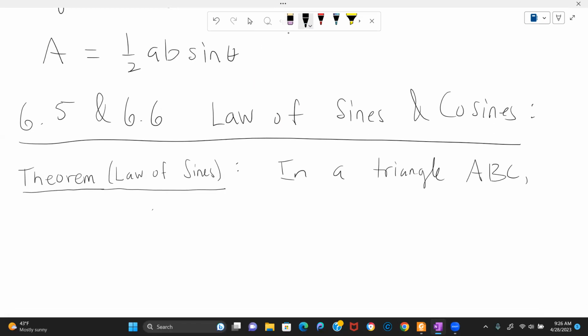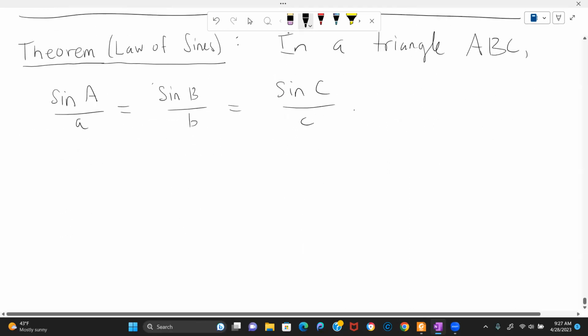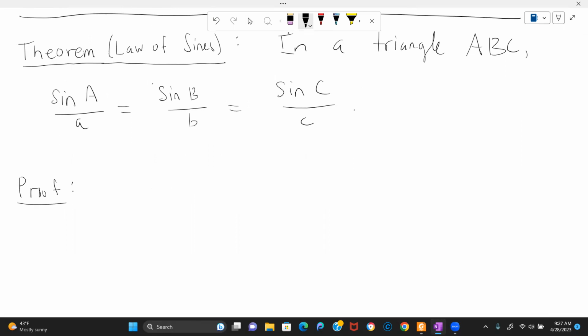So we have the sine of A over the length of the side A is equal to sine of angle B over length B is equal to sine of angle C over length C. So a pretty nice formula. It's easy to memorize. So let's prove it though. Let's prove it. And it's going to be based on the idea of calculating the area of a triangle.